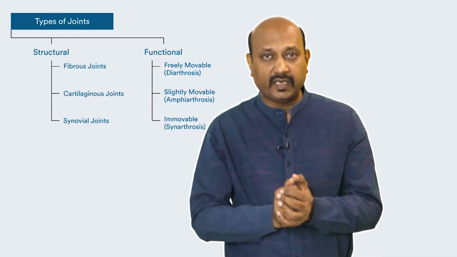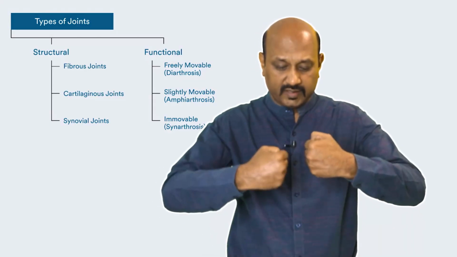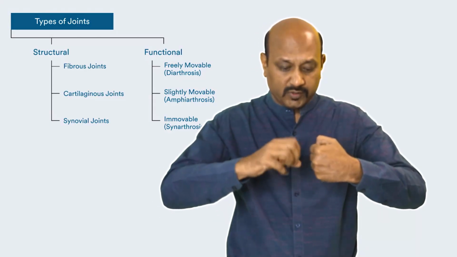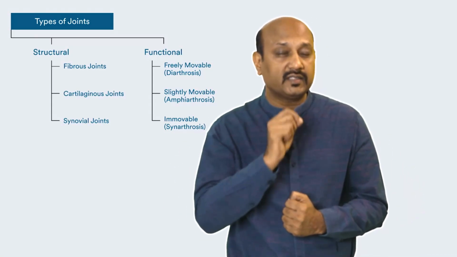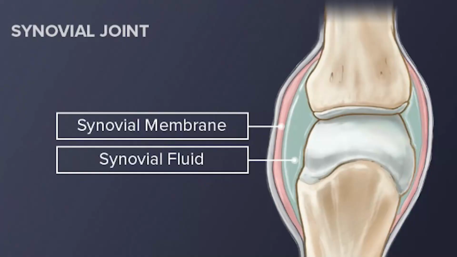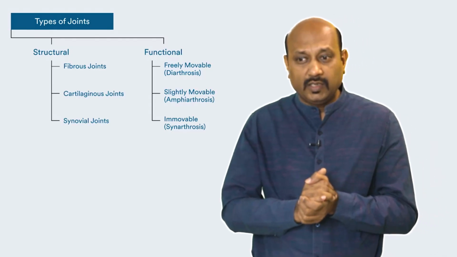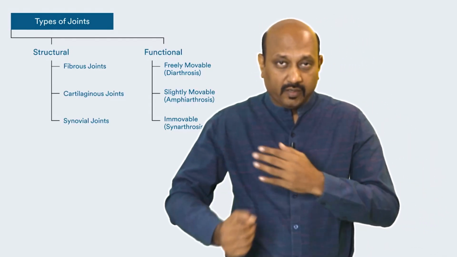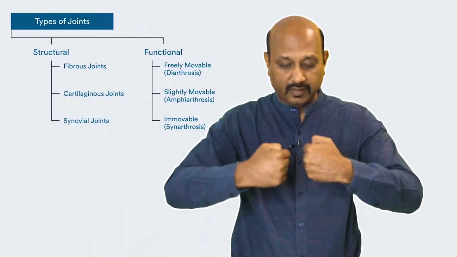And in the next category, what will happen? This is one bone and this is another bone. In between the two bones, we have a gap, and the gap is filled by a fluid, known as the synovial fluid, which is secreted by the inner layer of the capsule of the joints. So in this condition, what will happen? We can move because there is a cavity inside the joint.